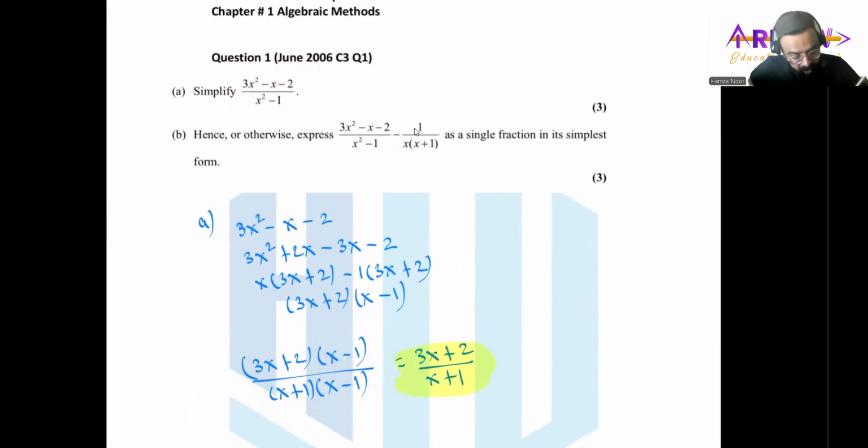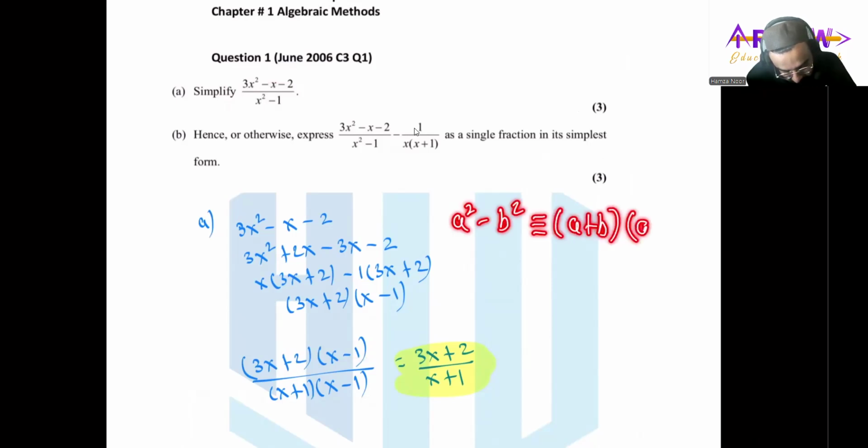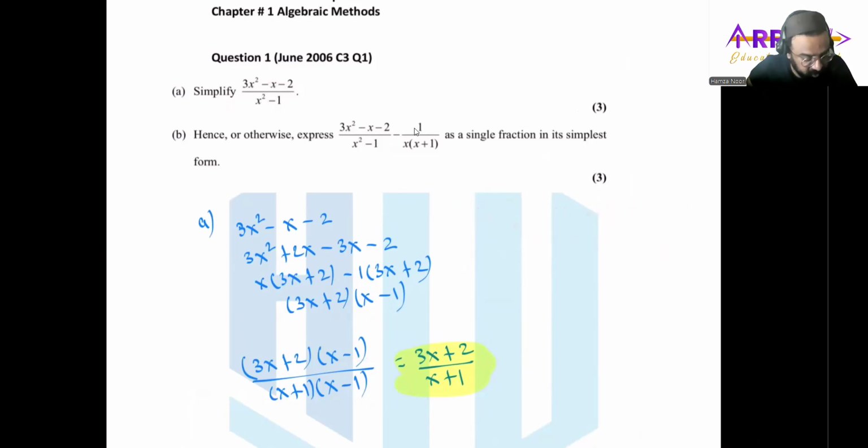Since you have been studying since O level and IGCSE math that when you factorize a squared minus b squared, what you get is a plus b multiplied by a minus b. So in place of x squared minus 1, we are going to get x plus 1 into x minus 1. Therefore, x minus 1 got cancelled out, and you are left with 3x plus 2 divided by x plus 1. So this was the working of part A.